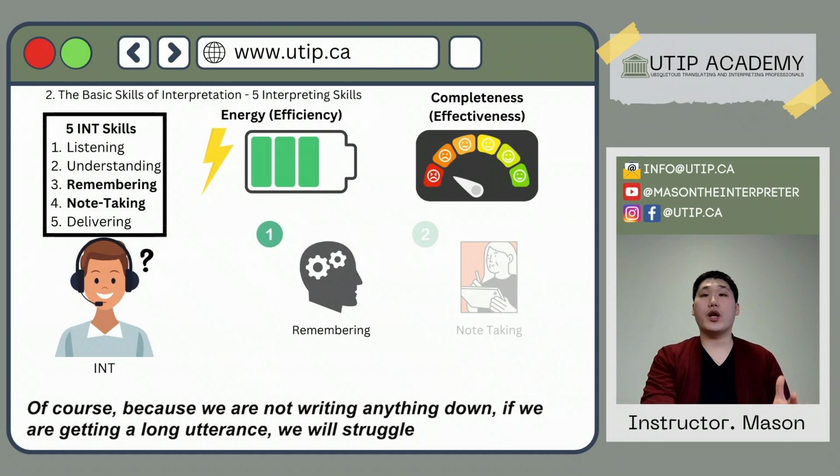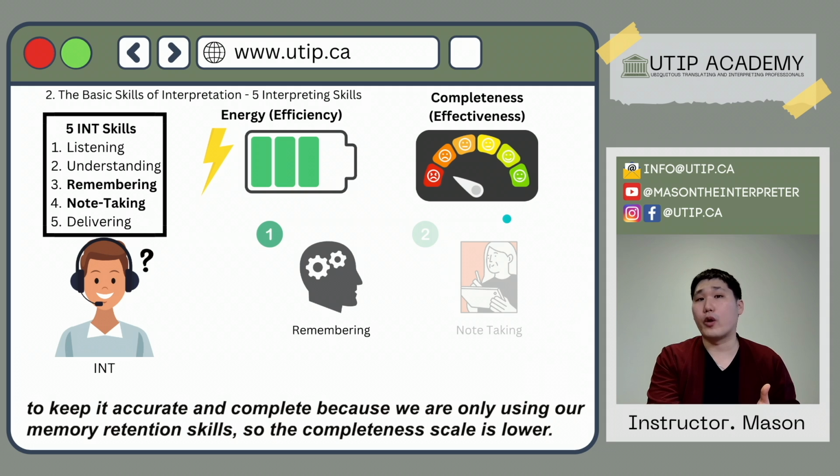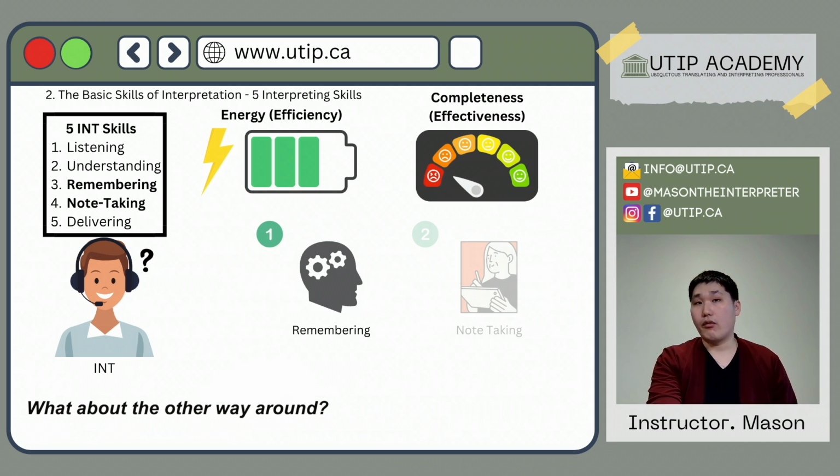Of course, because we are not writing anything down, if we are getting a long utterance, we will struggle to keep it accurate and complete because we are only using our memory retention skills, so the completeness scale is going to be lower. What about the other way around?